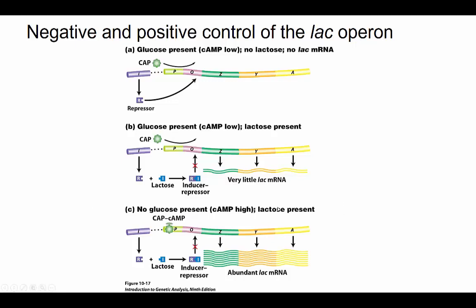The second part here, lactose is present. Lactose makes the lac repressor fall off of the operator, and that frees up that region for RNA polymerase to bind. And so CAP is helping to recruit new RNA polymerase, and there's no repressor, and therefore you would very rapidly make more and more messenger RNA from that operon.